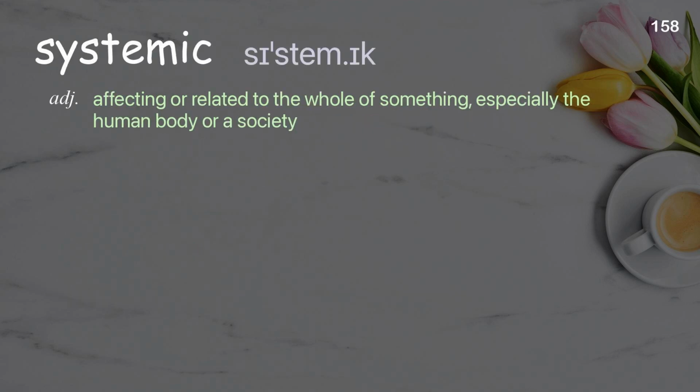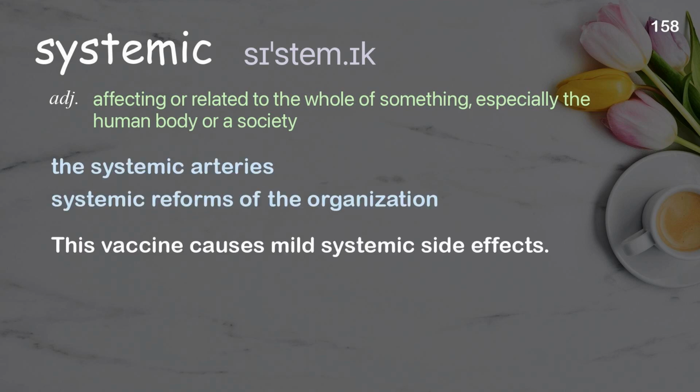Systemic. Affecting or related to the whole of something, especially the human body or a society. Examples: The systemic arteries. Systemic reforms of the organization. This vaccine causes mild systemic side effects.